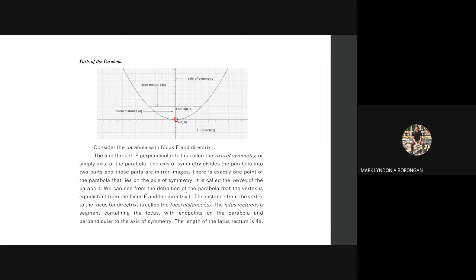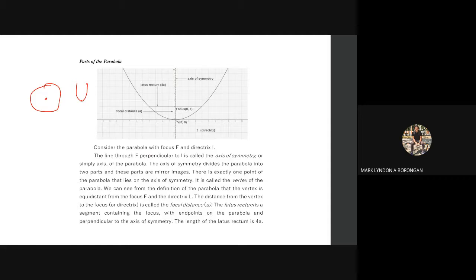We can see from the definition of the parabola that the vertex is equidistant from the focus and the line L. In short, the vertex is in between the focus and the directrix. Since their distances are the same, the vertex is the midpoint of the focus and the directrix. If our parabola were a circle, this vertex would be the center.